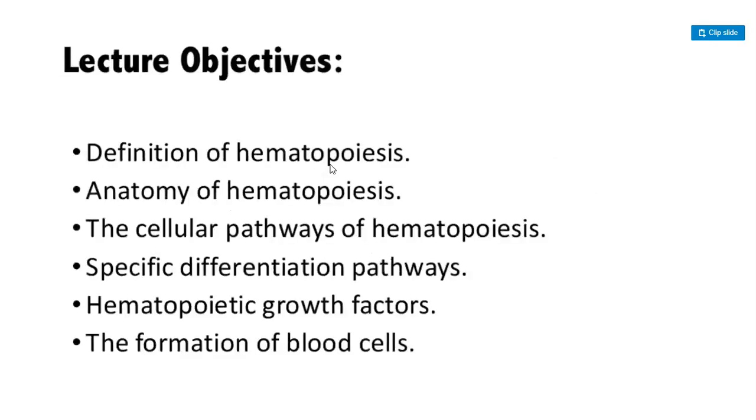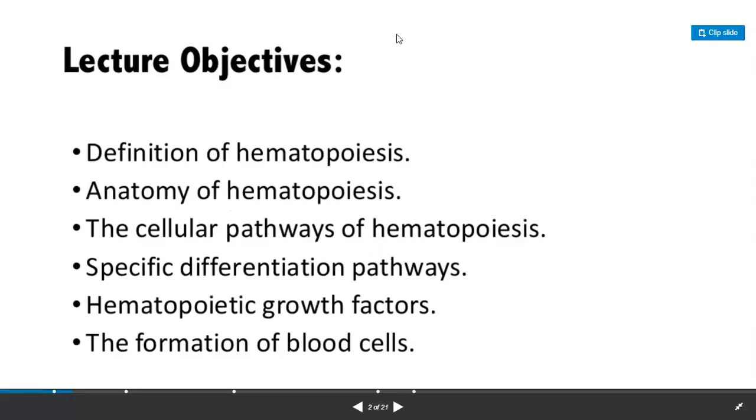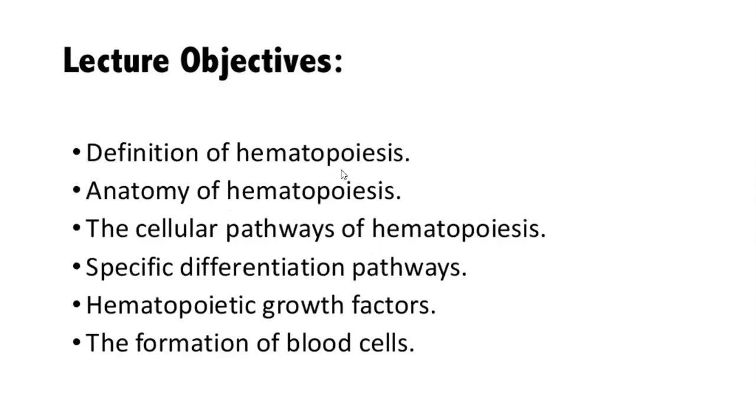Now, in this lecture, we would define what hematopoiesis is. We will talk about the anatomy of hematopoiesis, and we would talk about the cellular pathways of hematopoiesis, the specific differentiation pathways, and hematopoietic growth factors, and finally we'll talk about the formation of blood cells. Now, here you would find that we'll have definition, we'll have the anatomy. I'm going to give you a diagram that shows you in details how each of these blood cells are produced, and then we'll look at the different pathways, and we'll look at specific differentiations to produce specific cells. And then we'll look at the growth factors, which I mentioned some of them in the previous lectures. I talked about erythropoiesis, I talked about thrombopoiesis and leukopoiesis. We'll see them here again. And then we'll look at the formation of the blood cells.